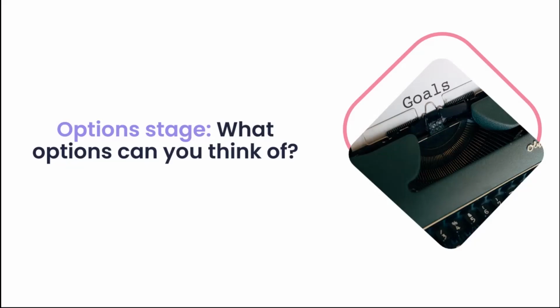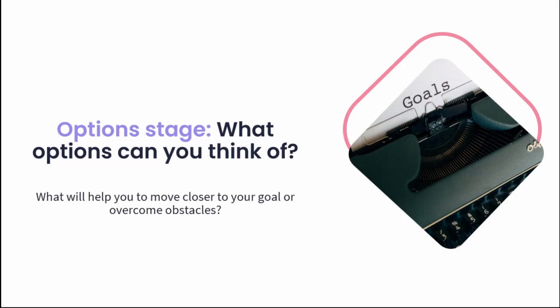Let's move on to the option stage now. That is, what options can you think of that will help you to move closer to your goal or overcome obstacles? By now, the coachee's goal should be clear, and the current reality will have been discussed. There is likely to be a gap between what the coachee hopes to achieve and where they perceive themselves to be at present. There are 2 steps in going about in the options stage to overcome obstacles or to move closer to the goal. They are generating options and evaluating them.